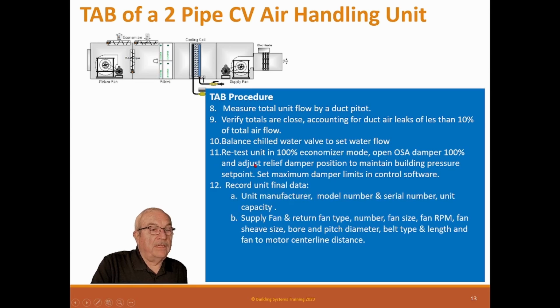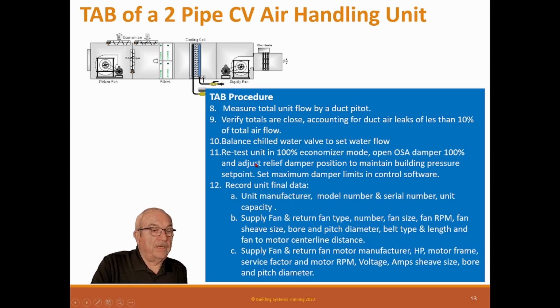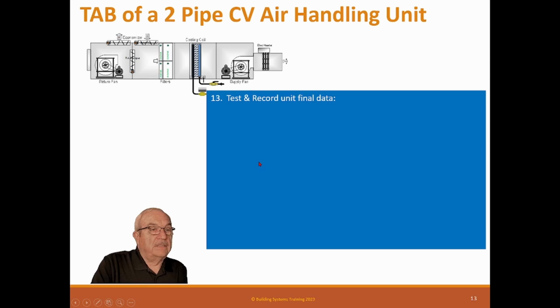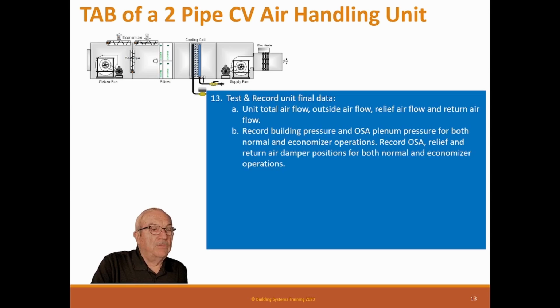Record the final data, the unit data, supply fan, return fan, all that stuff. Test and record the final data, which is the unit total flow, outside airflow, relief airflow, and return airflow. Record building pressure and outside air plenum pressure, both normal and economizer operations. So I would like to see you record the unit pressure profile for both normal operation and economizer operation.